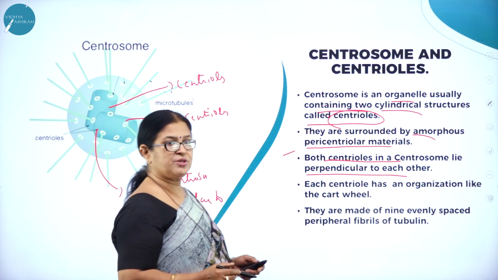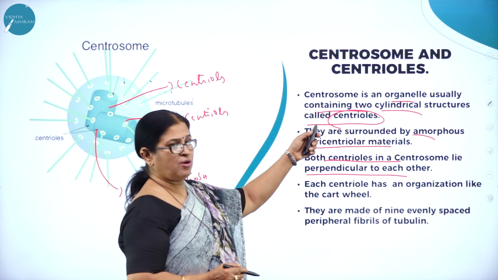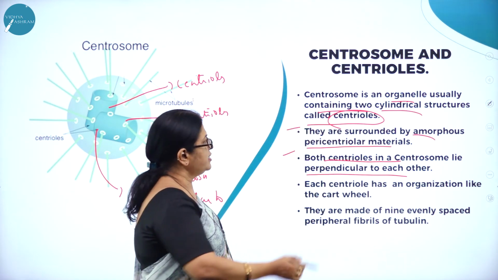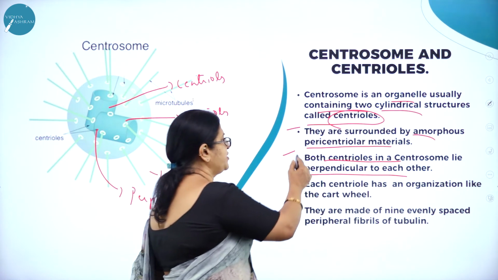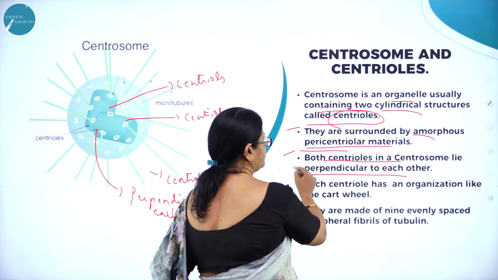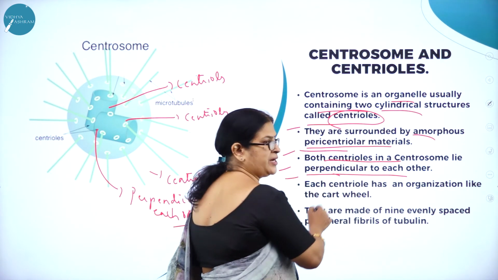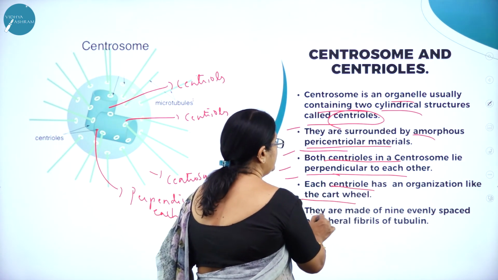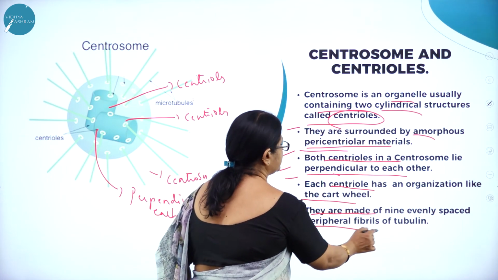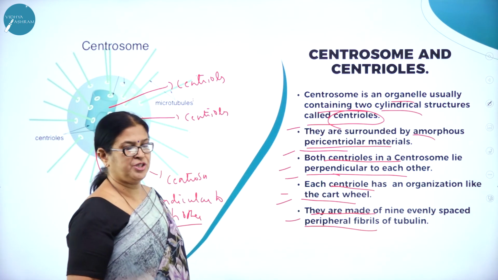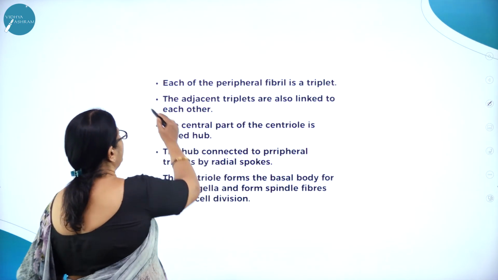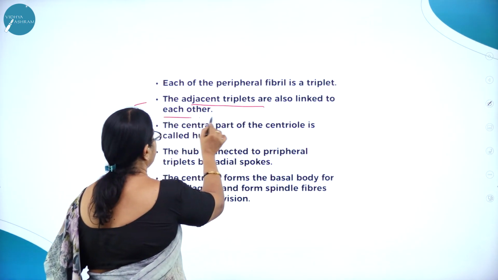Right. So what are centrosome and centrioles? Centrosome is an organelle usually containing 2 cylindrical structures called centrioles. Then they are surrounded by amorphous pericentriolar materials. Both centrioles in a centrosome lie perpendicular to each other. Each centriole has an organization like the cartwheel. They are made up of 9 evenly spaced peripheral fibrils of tubulins. Then each of the peripheral fibril is a triplet and the adjacent triplets are also linked to each other.